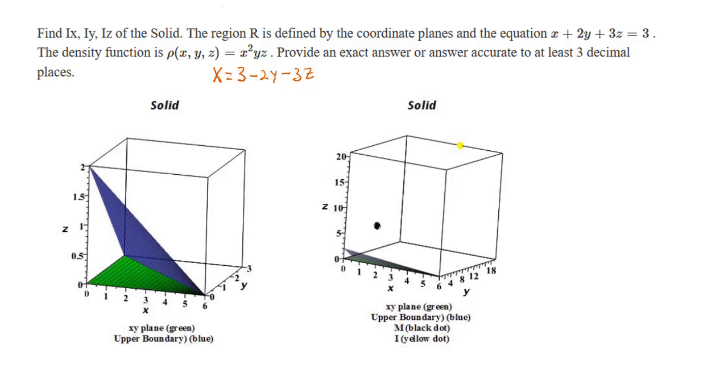So let's begin by starting our integral for the mass. As we just said, we will have our x's going from 0 to 3 minus 2y minus 3z. And then we will decide about the y's and the z's. And we will have our density function.